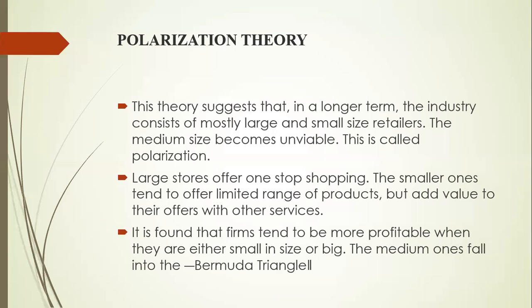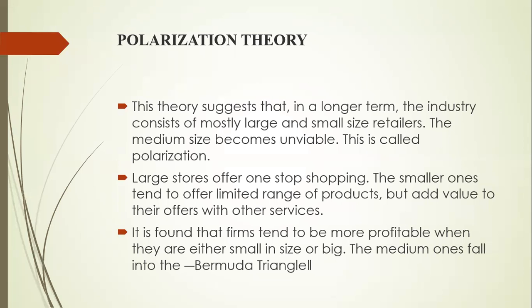And it is found that firms tend to be more profitable when they are either small in size or big, not a medium one. The medium one falls into the Bermuda Triangle and they will disappear from the market. So that's what polarization theory explains. So I hope you understand all the theory. So here is the second unit completed.